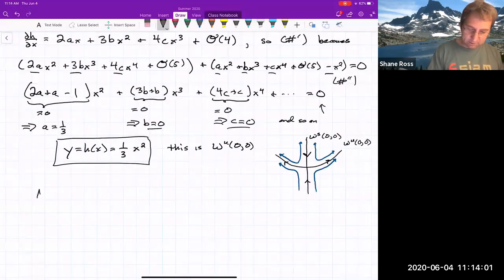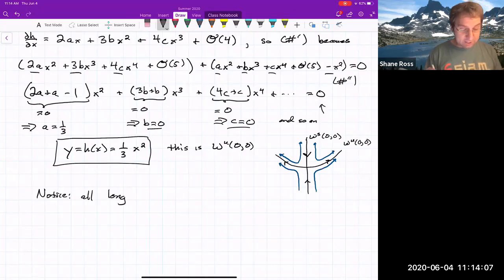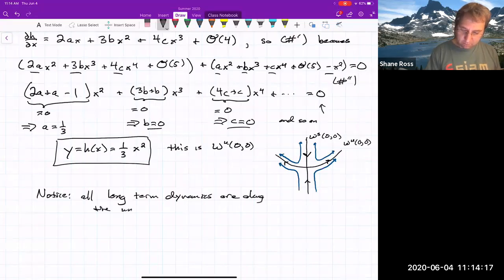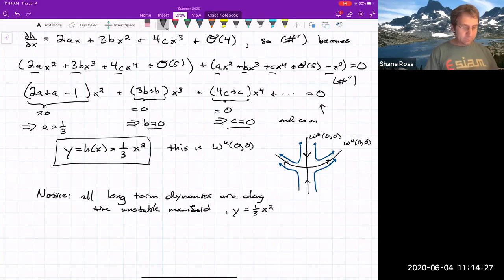So that's just a note. Despite the name unstable, all the long-term dynamics are along the unstable manifold, y equals 1/3 x squared. So they're along that parabola.